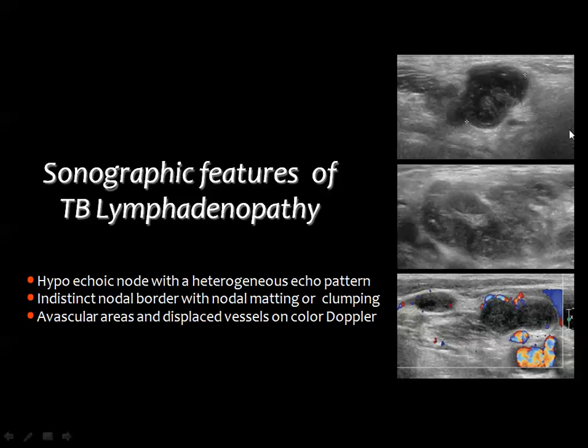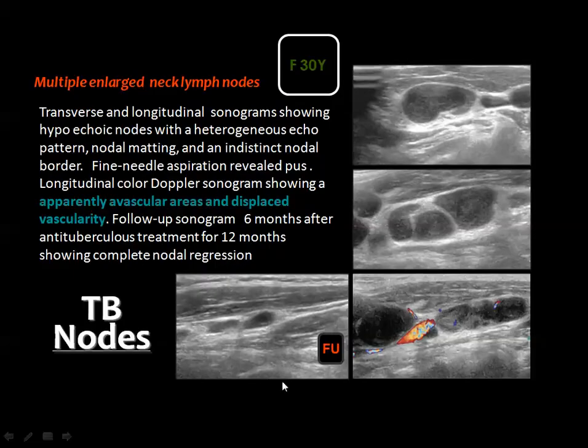The nodes are hypoechoic, they are enlarged, they may be amalgamated or matted together, and you do not see some vascularity inside the nodes, but you see displacement of the vessels around the nodal masses. And this is TB lymphadenopathy by ultrasound and by Doppler. Then this is the follow-up ultrasound scan showing the regression in the size and the healing of the inflamed nodes.